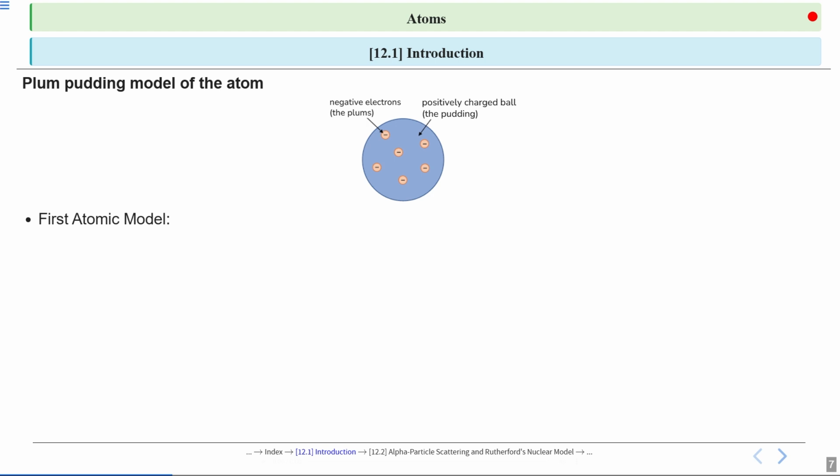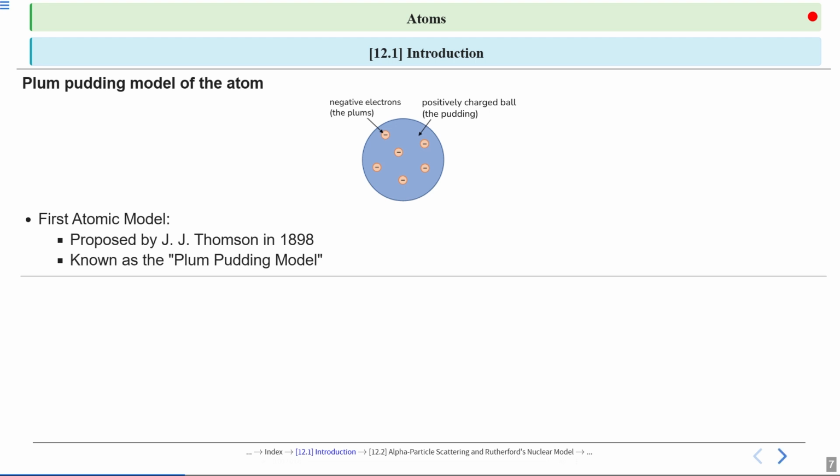Now we'll talk about the first atomic model. Scientists were trying to figure out what atoms were made of and how their parts are arranged. The first atomic model was proposed by J.J. Thomson in 1898. He had discovered the electron, a tiny negatively charged particle, and suggested that the atom contains these electrons. This model is called the plum pudding model because Thomson imagined the atom as a positively charged sphere with negatively charged electrons scattered throughout, like plums in a pudding.